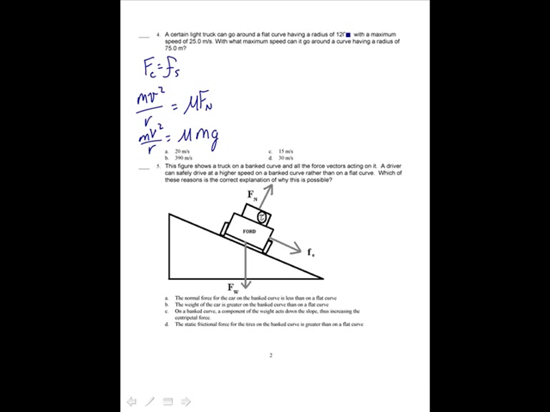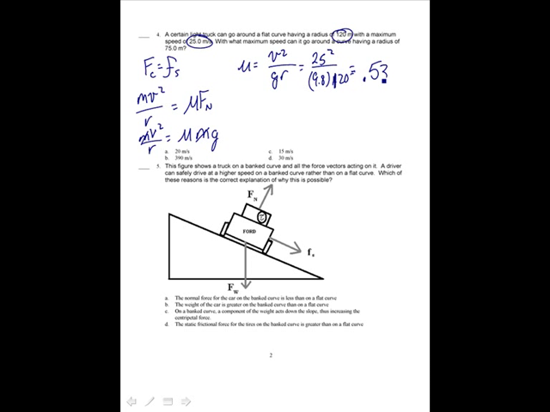Now, initially we know that with a radius of 120 meters, we can have a speed of 25 meters per second. So from that we can calculate what is mu. Our masses cancel. I want to figure out first what is mu. Two-step problem. So first find out mu. That's v squared over g times r. And using these first numbers, it's 25 meters per second squared over 9.8 times 120. And that is equal to 0.53. So my coefficient of static friction is 0.53.